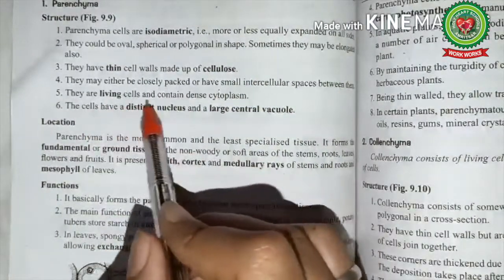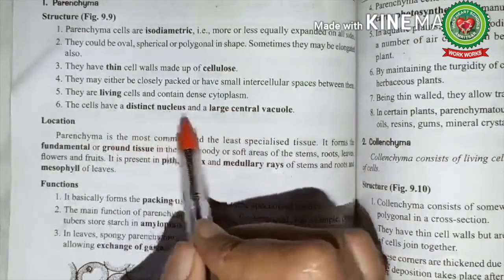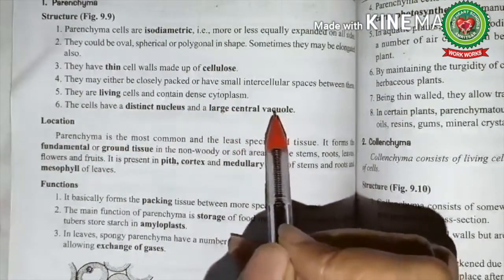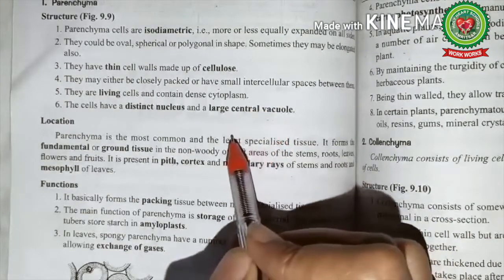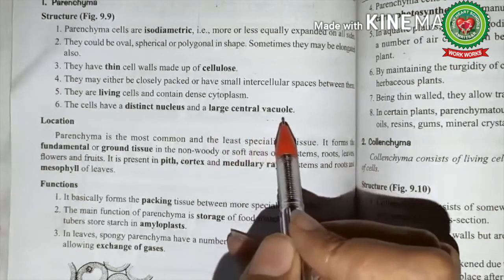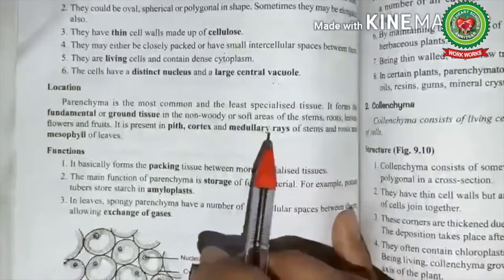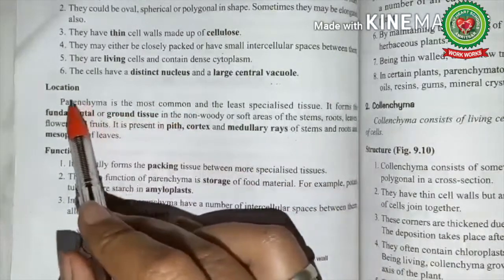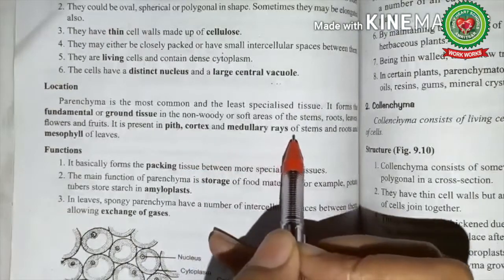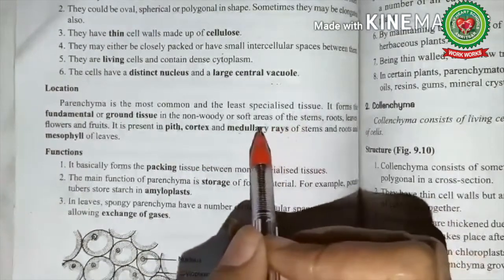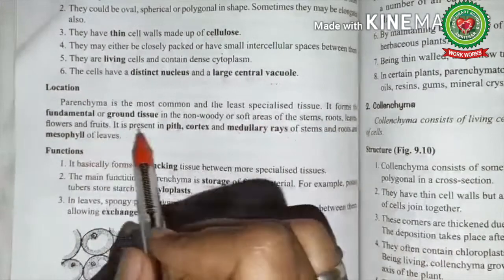They are living cells and contain dense cytoplasm. The cell has a distinct nucleus and a large central vacuole. Already we have discussed why they have a large central vacuole: because their basic function is to store the food, and only if they have a large central vacuole are they going to store the food. Next is location. It forms the ground tissue, that is pith, cortex, medullary rays of the stems, and it is basically covering the soft areas of the stems, roots, leaves, flowers and fruits.